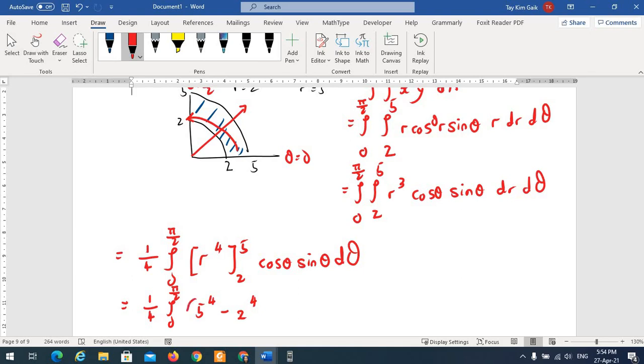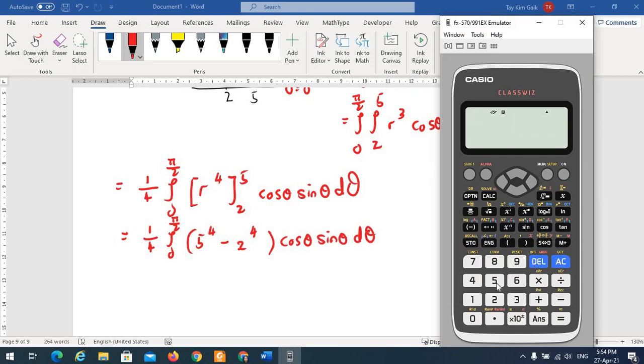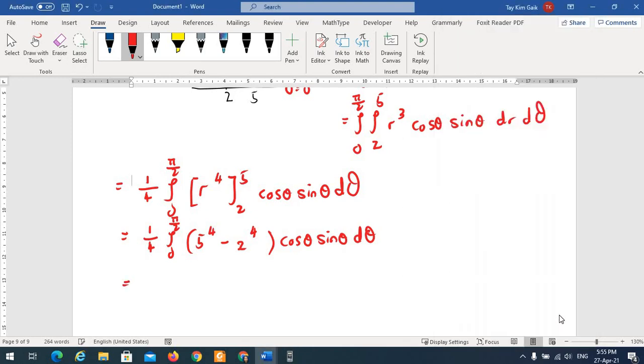Okay. And then cos theta sin theta d theta. So please evaluate 5 to the power 4 minus 2 to the power 4. 5 to the power 4 is 625, minus 2 to the power 4, which is 16. So in total 609 over 4. So this one you get 609 divided by 4. Okay, and then cos theta sin theta.